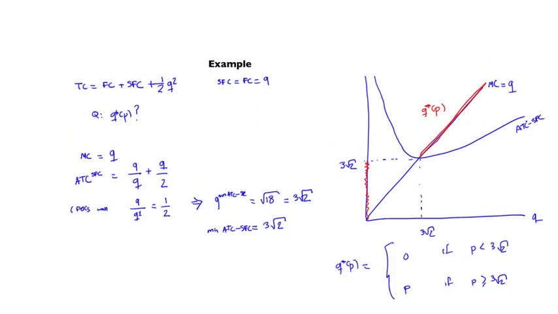Just to be precise, notice that when the price is exactly 3 square root of 2, the firm is indifferent between those 2 points. So to write the expression exactly precisely, we need to put a greater or equal, or less or equal, because when the price is equal to 3 square root of 2, both values can be part of the supply function.